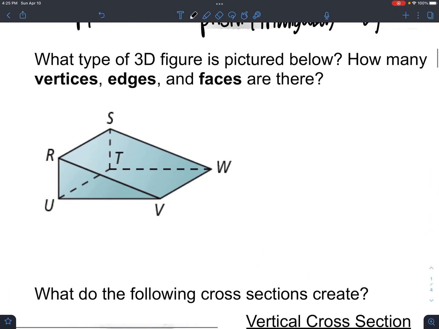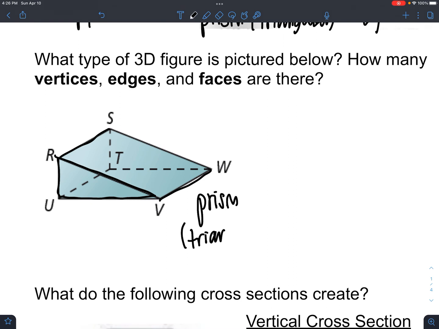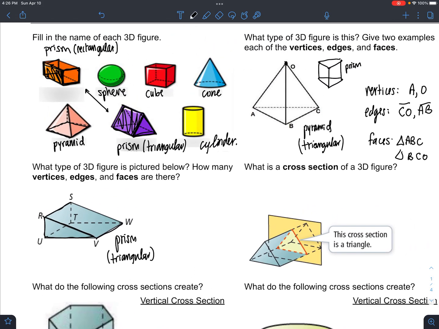Notice how this picture has a triangle as the base, but it's extended back. So it leaves behind these rectangles. This is an extrusion. So this is a prism, and it's a triangular prism. Notice how it matches a little bit the diagram I drew over here, and it matches this pretty well as well.